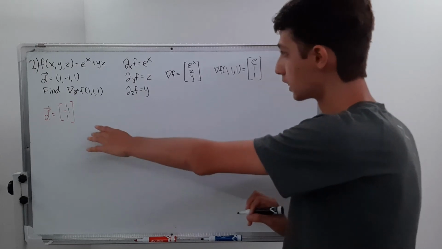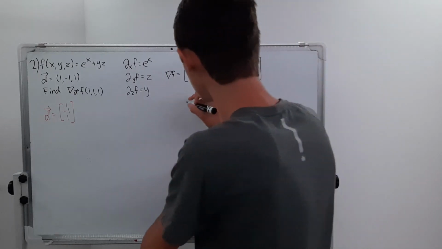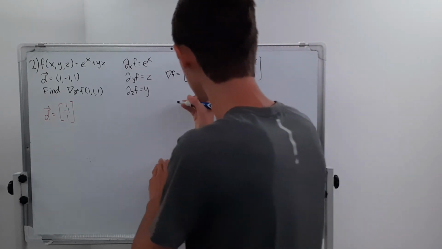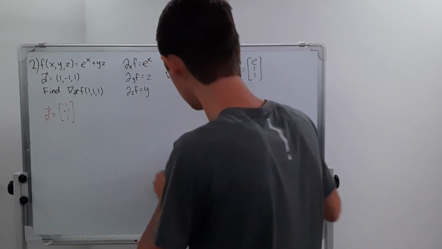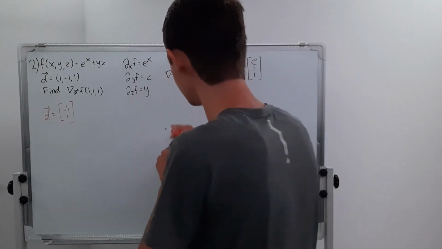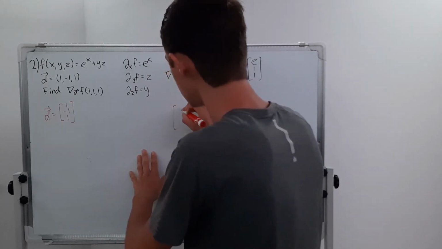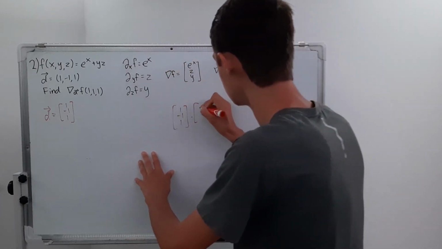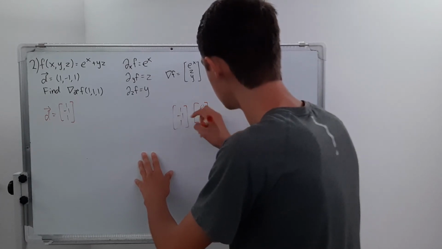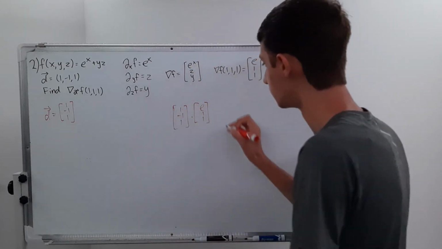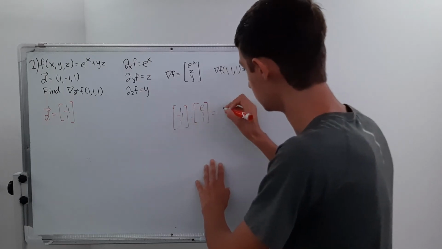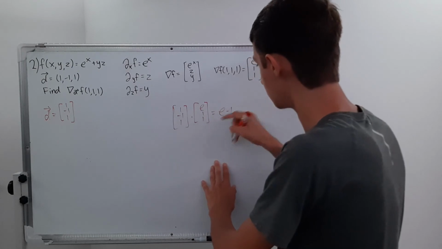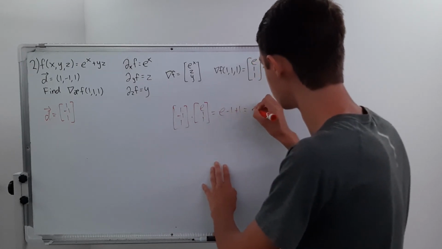So all we have to do now is dot it with (1, -1, 1). So I'll just do it down here. So we have (1, -1, 1) dotted with (e, 1, 1). Alright. And so all this is just 1 times e, which is e, -1 times 1, which is -1, and then 1 times 1, so it's just 1. So this is just going to come out to be e.